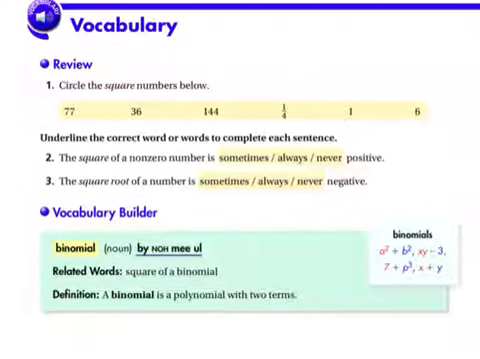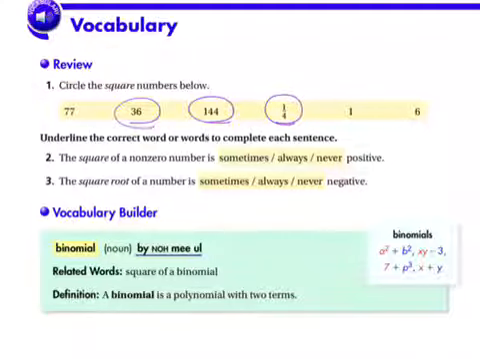For number 1, we want to circle the square numbers. Which numbers are square? Well, we have 36, which is 6 times 6, 144, which is 12 times 12, 1/4, which is 1 times 1 over 2 times 2, and 1, which is 1 times 1. The square of a non-zero number is always positive. The square root of a number is sometimes negative.